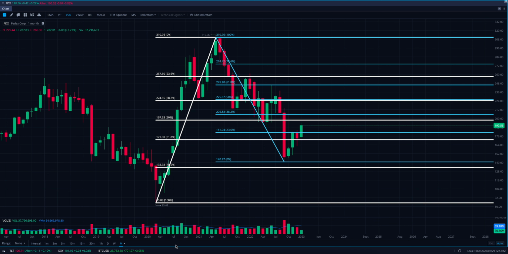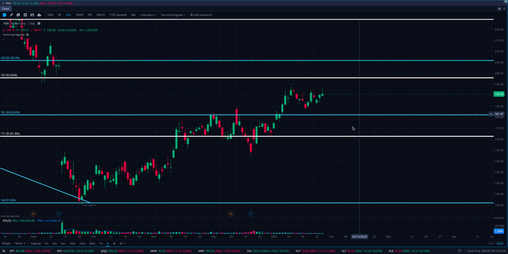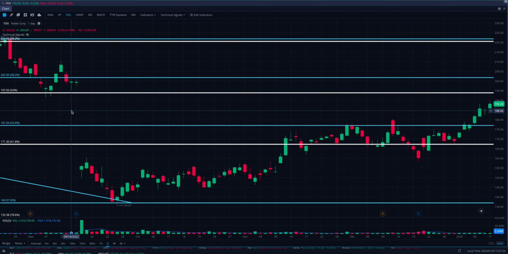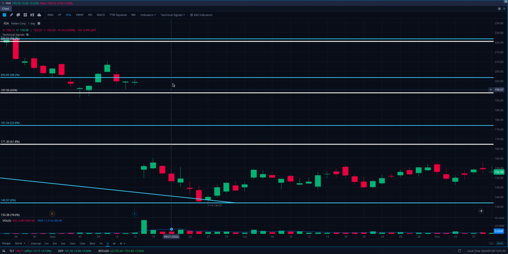All right, so these are longer time frames. Now I'm going to dig into the daily and start looking at stuff here. Oh wow, look at this huge gap, right? I love using gap levels. So I'm going to make sure I mark that.